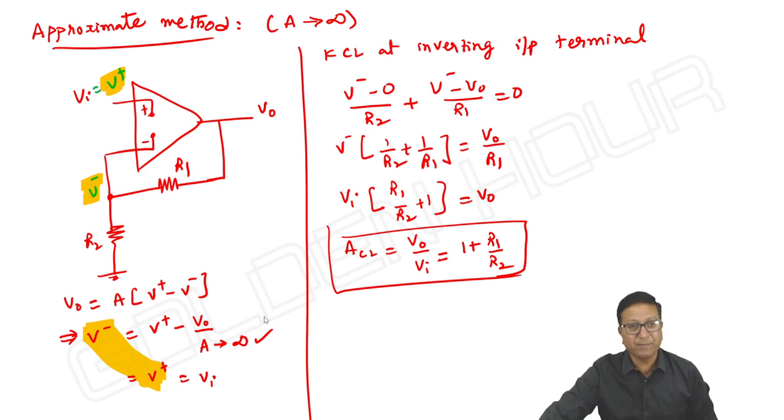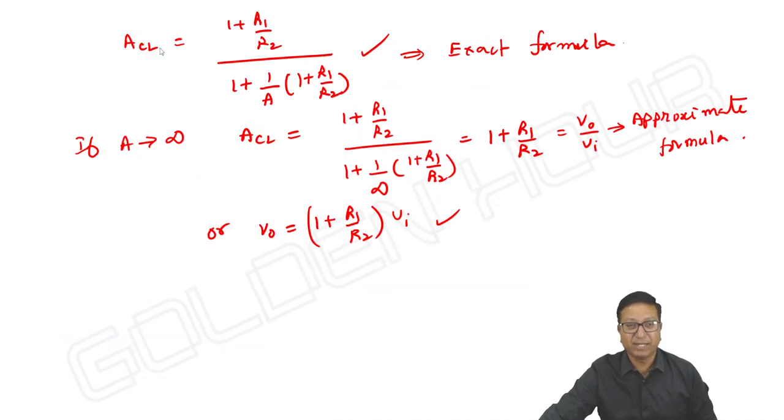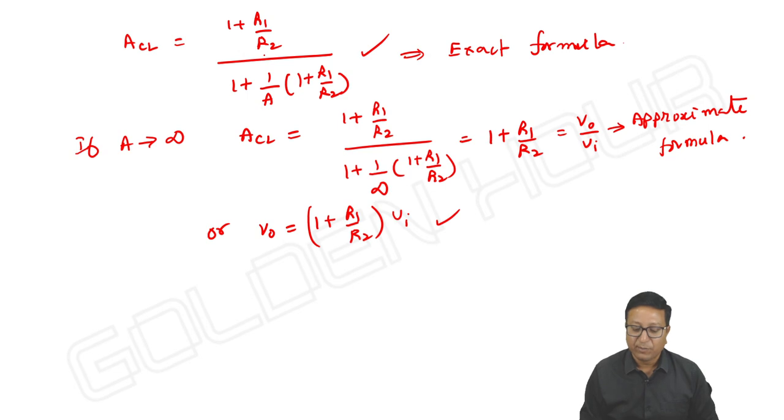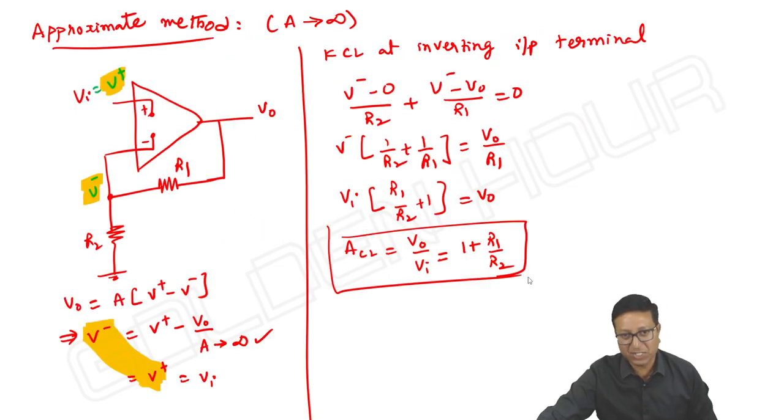Earlier the procedure is the same. I am not changing the procedure. But the earlier formula is called the approximate method. The procedure is the same, but the result is the approximate value of the closed loop gain. The exact value of the closed loop gain is given by 1 plus R1 by R2, divided by 1 plus 1 by A into 1 plus R1 by R2, which looks a bit complex and difficult to remember. But if A is tending towards infinity, just like that you can analyze the things.